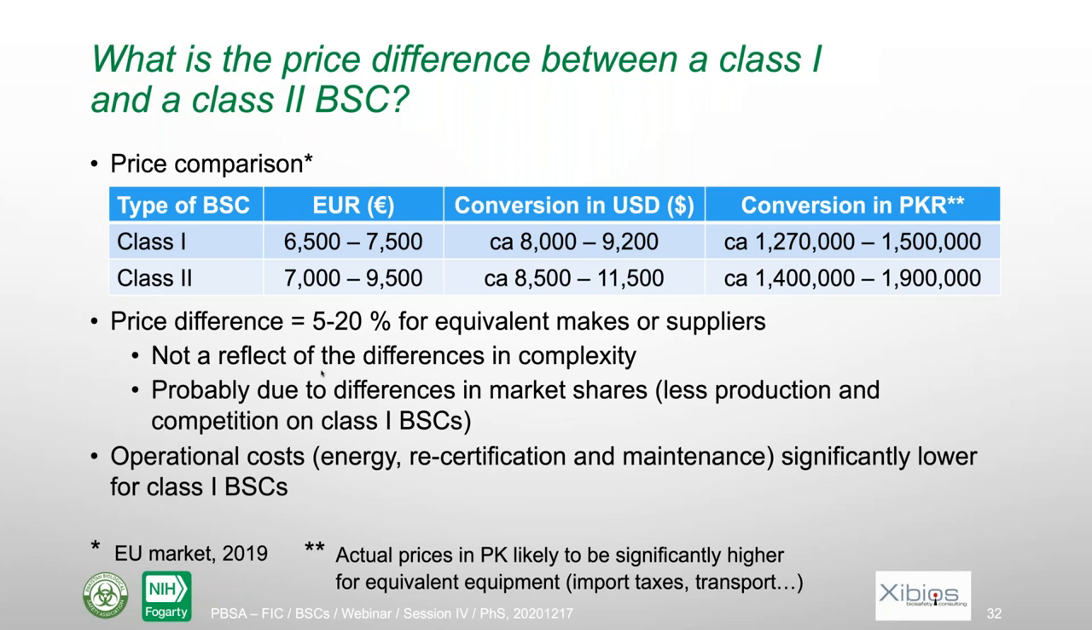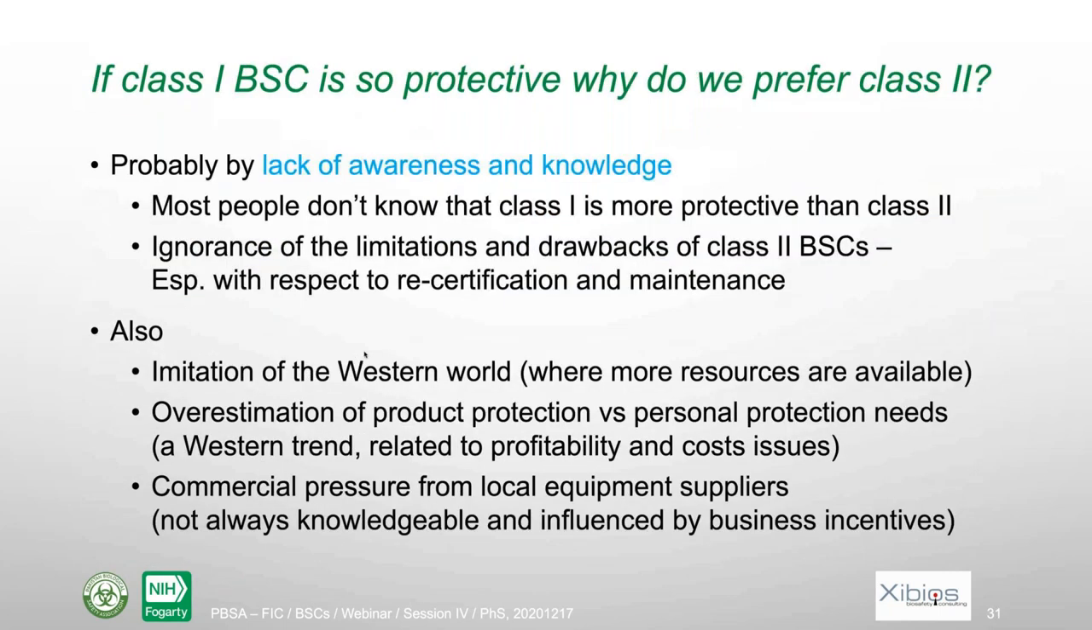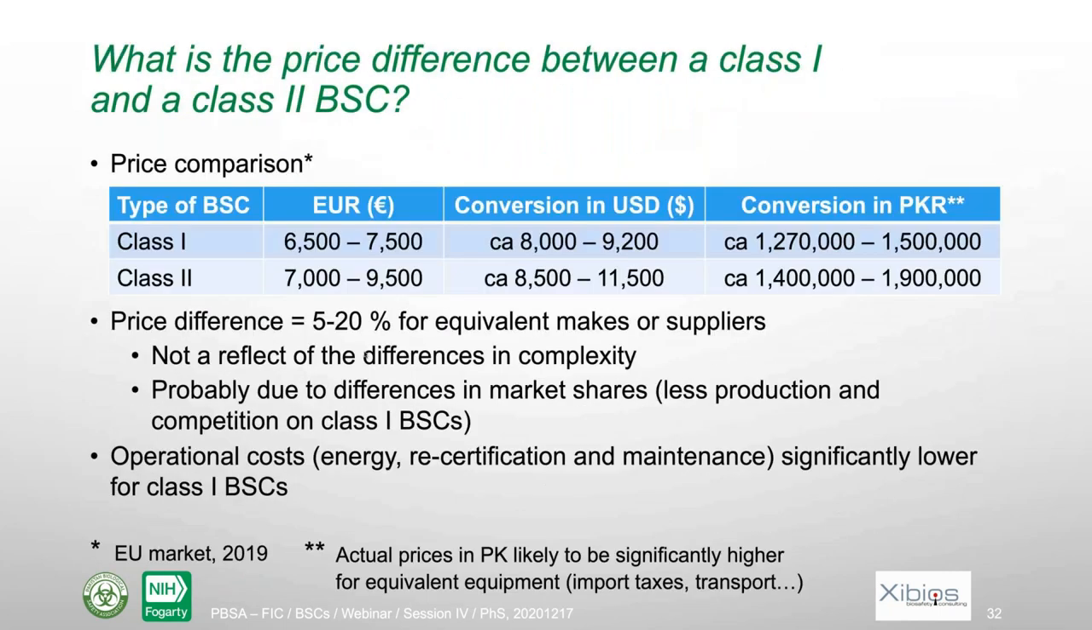There is much less production of class 1 biosafety cabinets because there is less demand, less requests for that in the West. And also because there is less competition on class 1 biosafety cabinets. And so they can increase and have a better price on class 1 biosafety cabinet. But still, even if this is the reality now, we should realize that operational costs, that means the cost of energy, the cost of recertification and maintenance, will be significantly lower for class 1 biosafety cabinets. And that's still an advantage on the financial side, on the economical side.